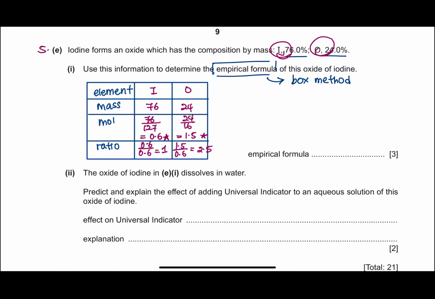Since you cannot leave your answer in decimal point, what you could do is multiply it with 2 and also 2 here. This way you would get 2 iodine and 5 oxygen. Now 5 is a whole number, so this would be a better value or the right value in order to determine an empirical formula for a compound. So this means that your empirical formula would be I2O5.